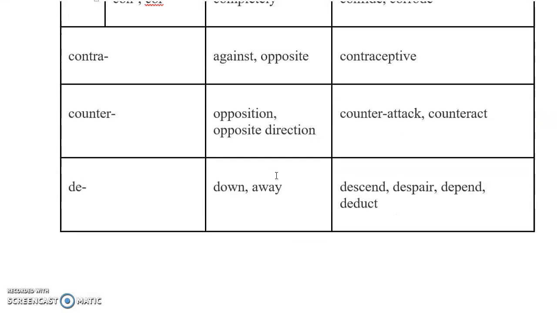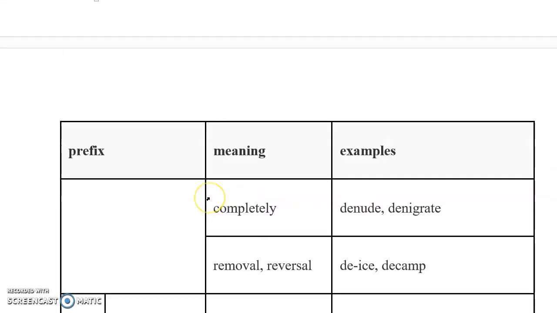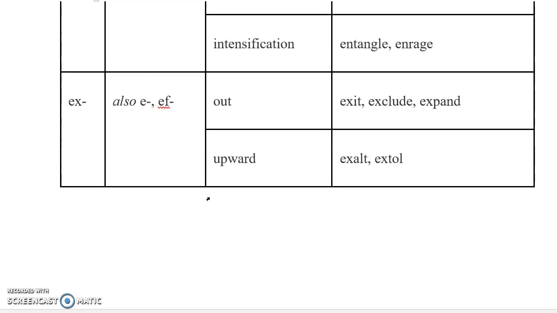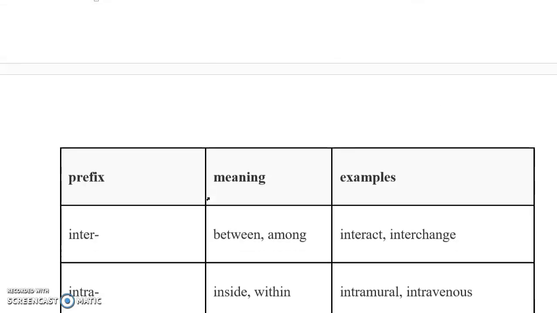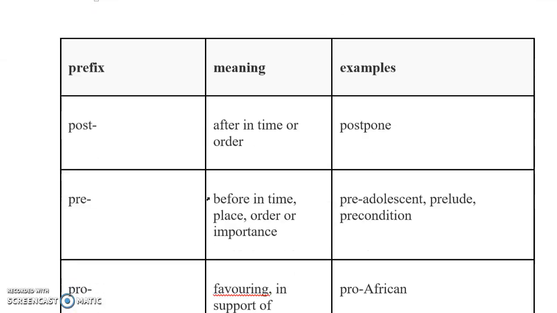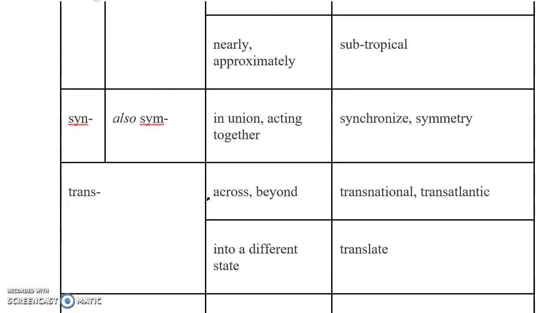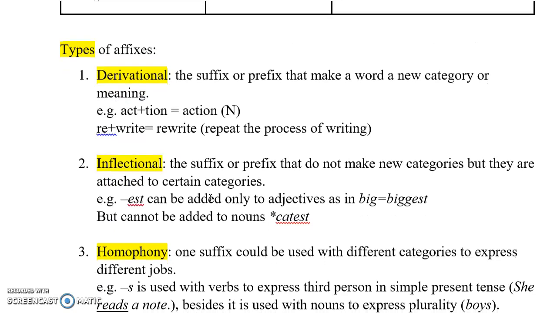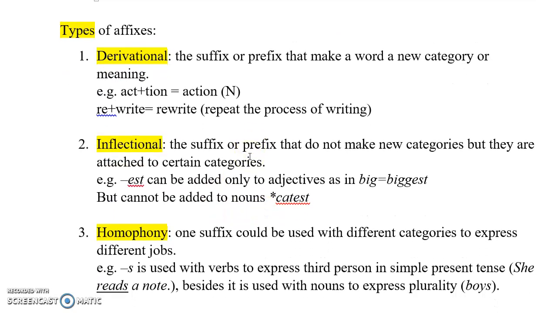Okay, and we have many other ones like de, it means away or down, like when we have descent. Okay, and many other examples. I think many learners, a huge number of learners, are familiar with these prefixes. Okay, you can look at them by yourself. Okay, now we will go through the most important point that we have to classify these affixes.